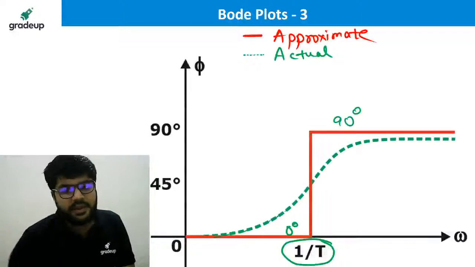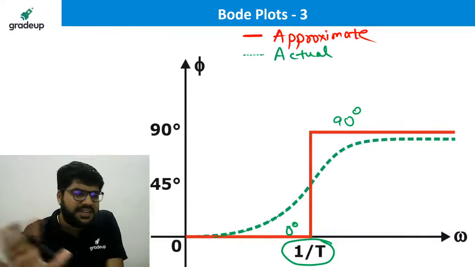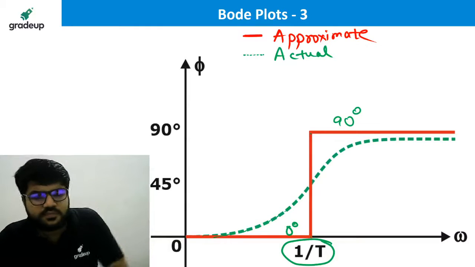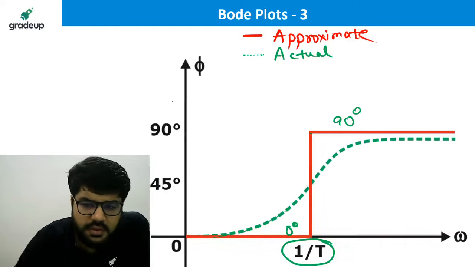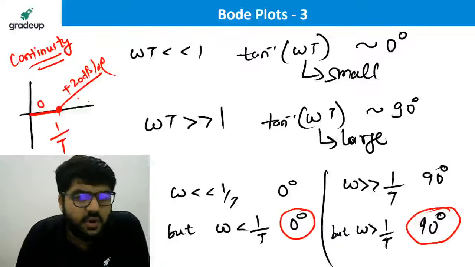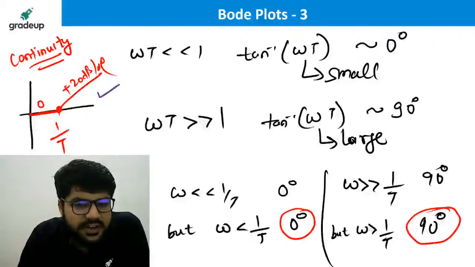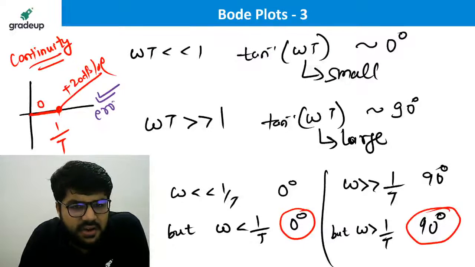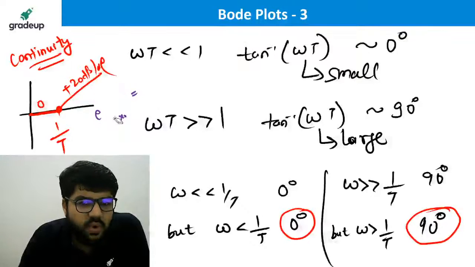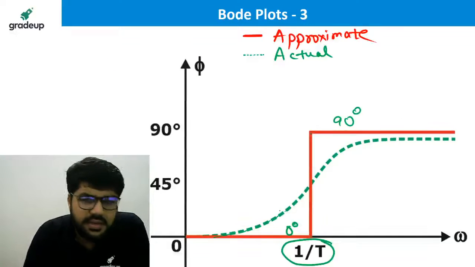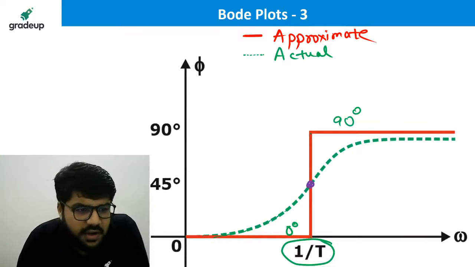Okay, second big problem. Can anyone identify the second problem? Logically, will you be able to identify any problem from this graph? We said that the approximation in magnitude works fine because the error is maximum at the corner frequency, and that maximum error is equal to 3 decibel. Here, what is the error at the corner frequency?